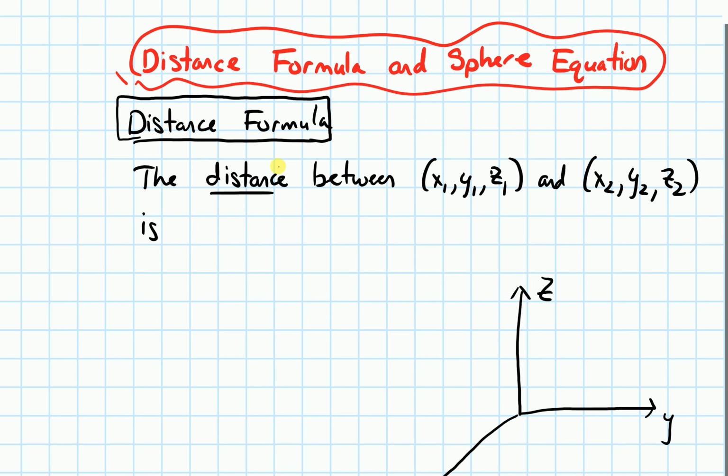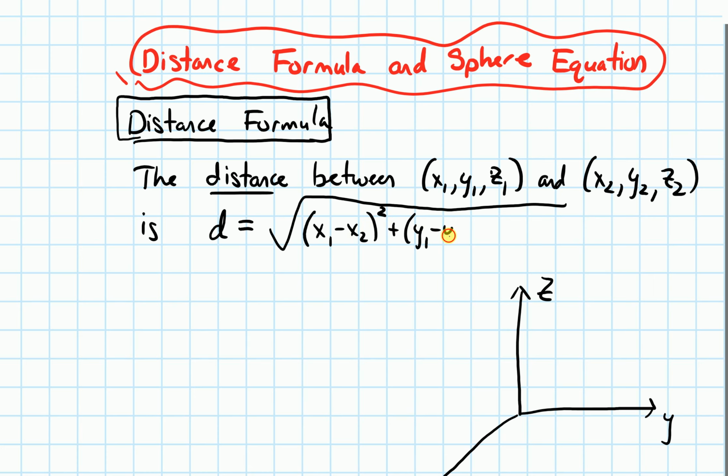The distance between a point x1, y1, z1 and a point x2, y2, z2 is, I'm going to call it d for distance, and it's going to involve a square root, just like the distance formula that we're used to has. And inside it, I'll have the first x coordinate minus the second one squared, plus the first y coordinate minus the second one squared, and then plus the first z coordinate minus the second one squared.